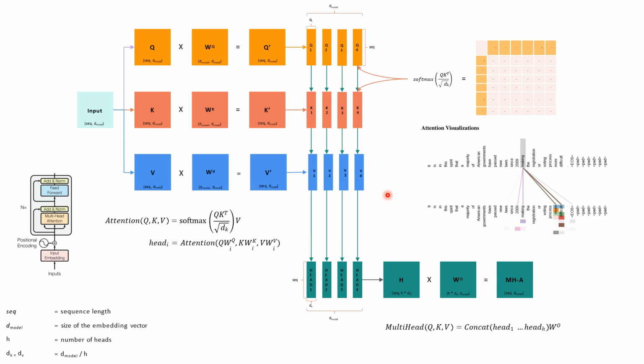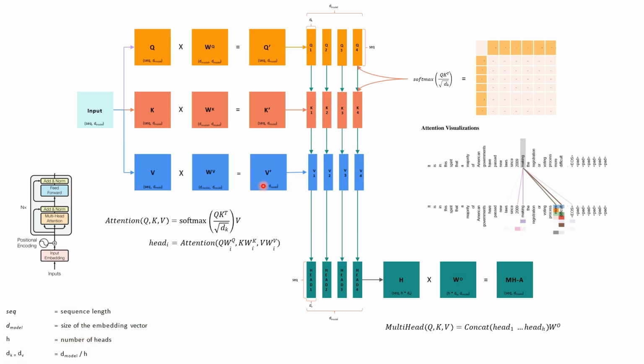Now let's see the architecture and the workflow of the multi-head attentions. Let's say this is our encoder block and we have the multi-head attentions and some variables we need to remember. Sequence is the sequence length of the words. Let's say I'm passing a sentence, I love you in every universe. This is one sequence length of the words. D model is the size of the embedding vector. And H is the number of heads. And DK and DV are D model by H.